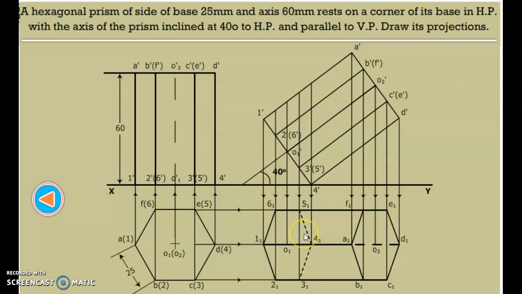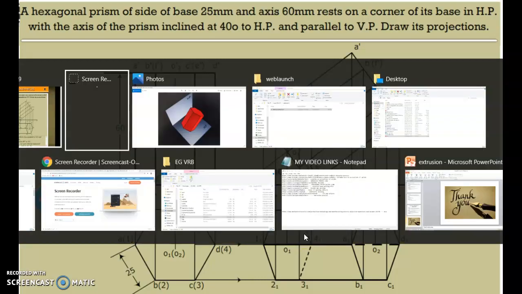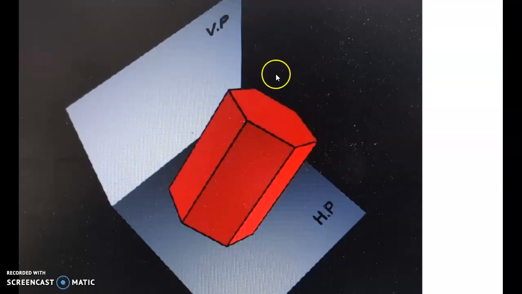Now, how are we going to mark the hidden lines? Just see this. When I see from the top view, you can see all the A to B, B to C, C to D, D to E, E to F. Everything will be continuous lines, and this will be your 1. 1 to 2 will be visible, 2 to 3 will be hidden, 3 to 4 hidden, 4 to 5 hidden, 5 to 6 hidden, 6 to 1 will be visible with continuous lines.